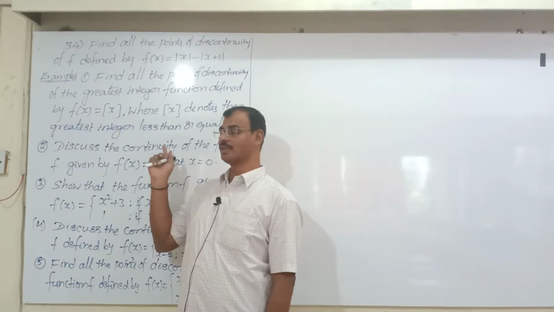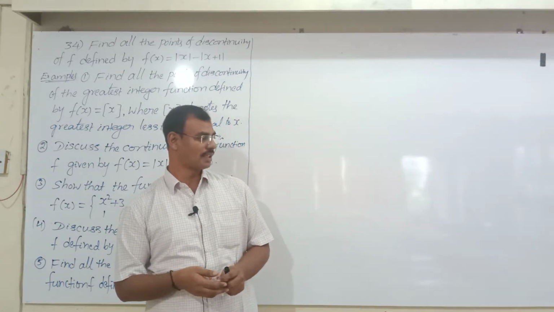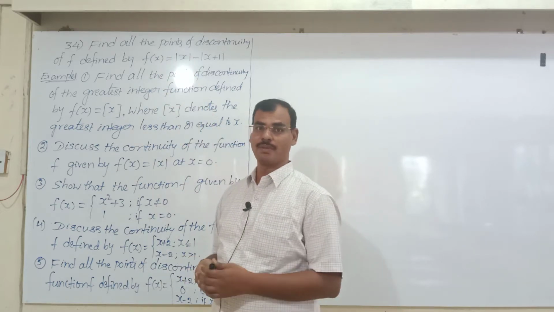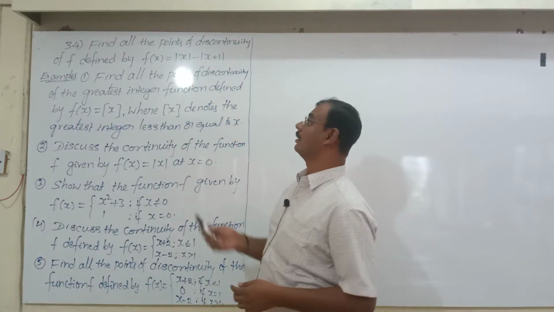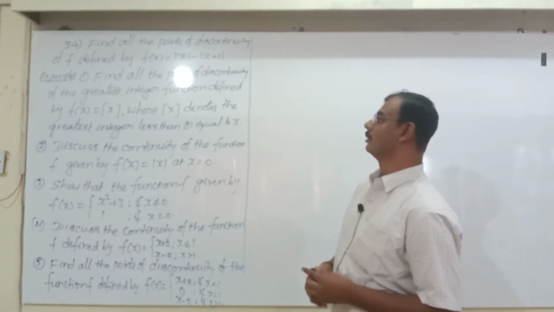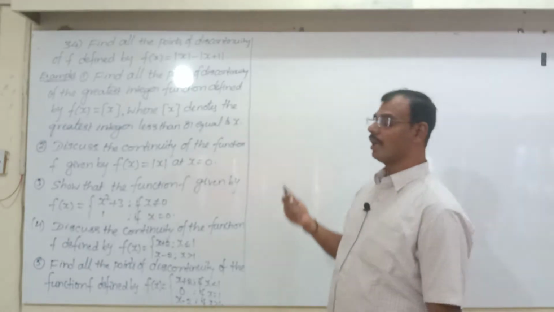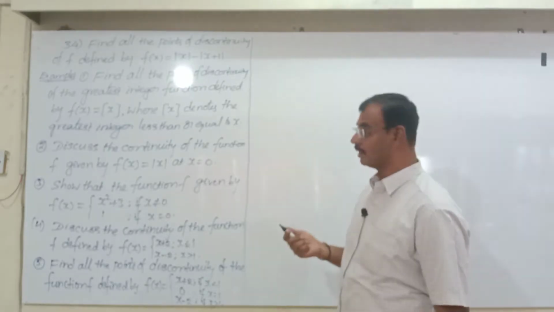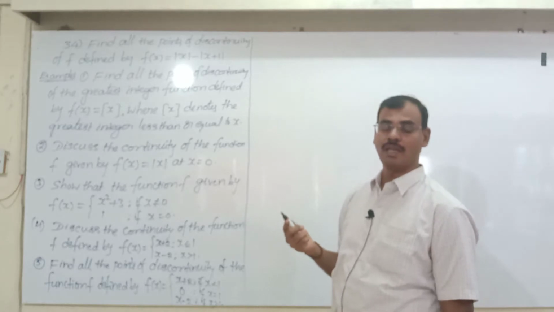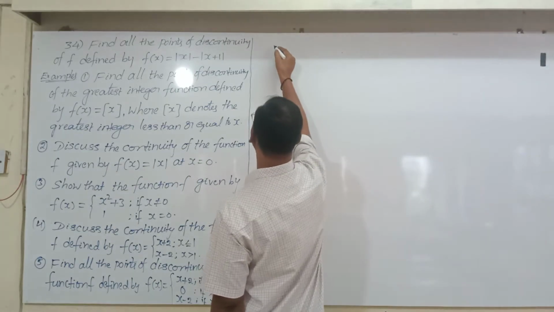Today we will complete the example questions in continuity. We have almost finished the exercise problems. Exercise problem number 34: find all the points of discontinuity of f defined by f of x is equal to mod of x minus mod of x plus 1. Here we have to find the function, then discuss the continuity or discontinuity, that is, find all the points where the function is discontinuous. So let us take the problem.